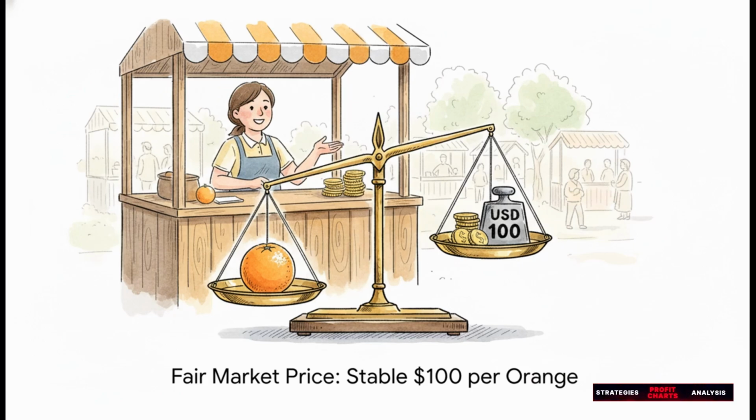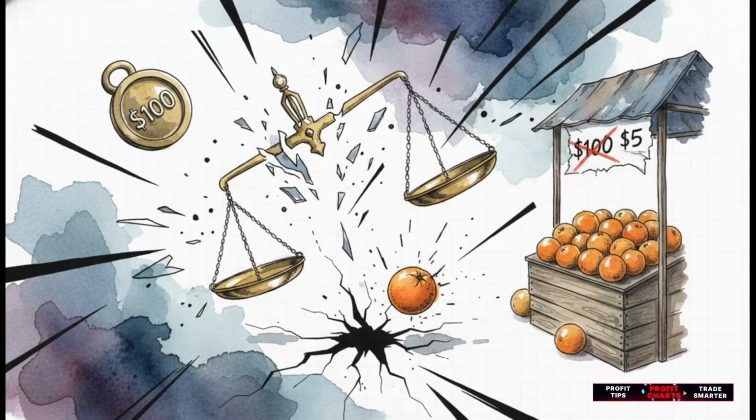So imagine you sell oranges. The fair price, everyone agrees, is $100 an orange. Business is good, the market is totally balanced. Then, bam, some crazy news hits and the price of your oranges just collapses. It goes from $100 all the way down to $5. That sudden, violent drop, that is our liquidity void. It's a huge, inefficient move away from what everyone thought was a fair price.